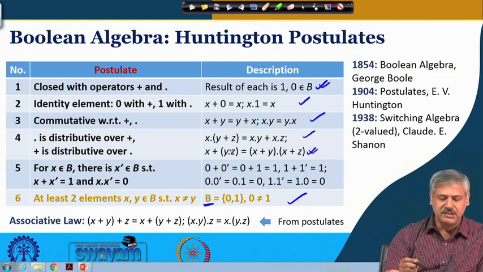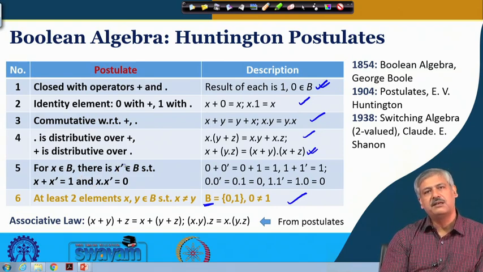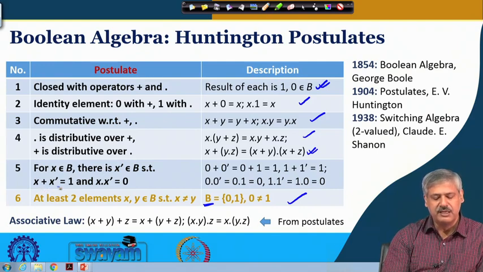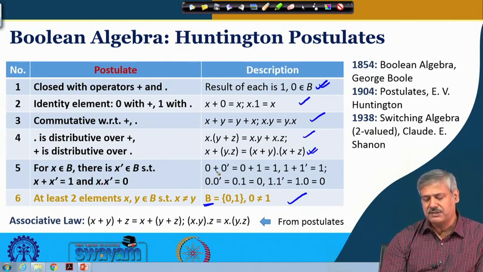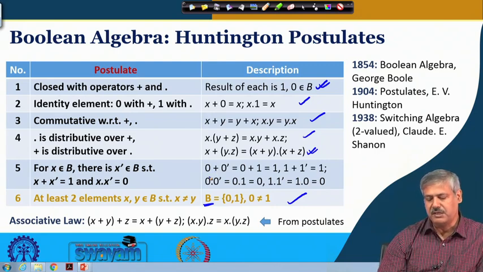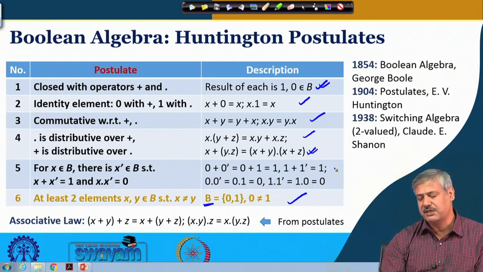And finally, after identity, commutative, and distributive, we come to the complementarity postulate, where it says that if x is an element of set B, then there exists an x complement such that x plus x prime is 1 and x dot x prime is 0. That is again one unique thing about Boolean algebra, unlike ordinary algebra. Let us see its significance. 0 plus 0 prime: 0 prime is 1, its complement is 1, and 0 plus 1 is 1. Similarly, 0 and 0 prime is 0 and 1, which is 0. Similarly, the same will happen for the 1 plus 1 prime case and the 1 dot 1 prime case, where you get 1 over here and 0 over there.